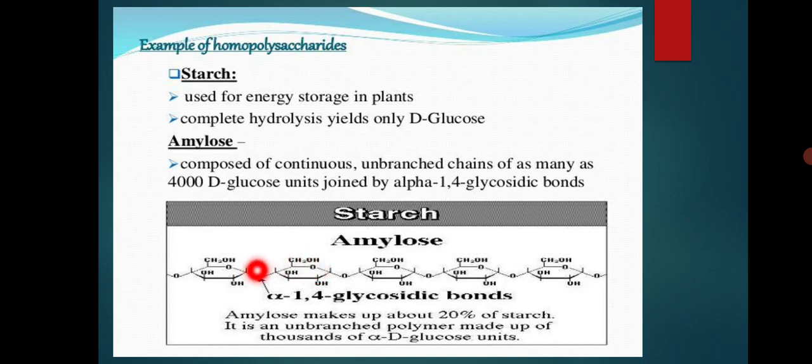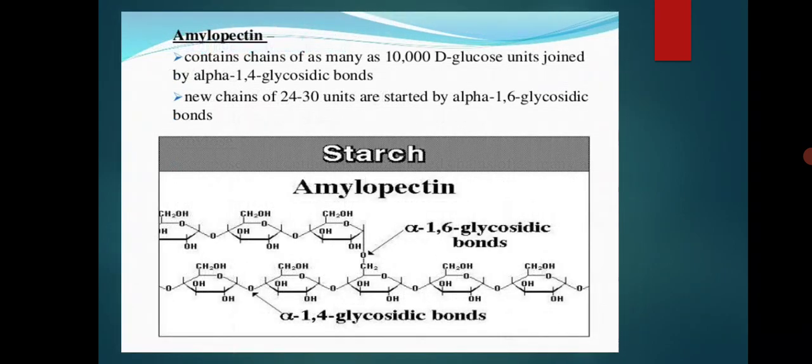Okay, so this is the first position, second, third, fourth, fifth and sixth. यहाँ पर भी देखेंगे 1, 2, 3, 4. So यहाँ का 1 and यहाँ का 4, so that is the alpha 1,4 glycosidic bond. This is the structure of amylose and it makes about 20% of the starch. ठीक है, मैंने आपको कहा कि starch के दो components हैं, amylose and amylopectin. तो amylose का contribution कितना है? About 20% of amylose is there in the starch.